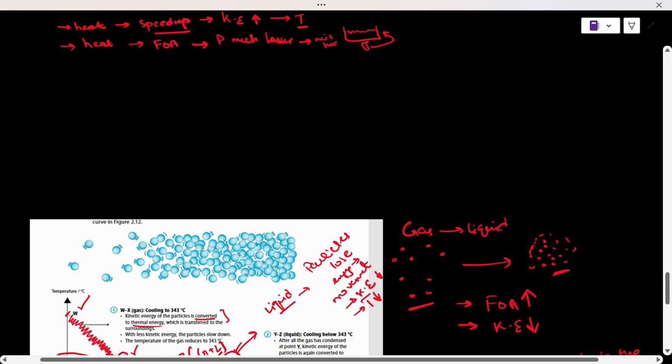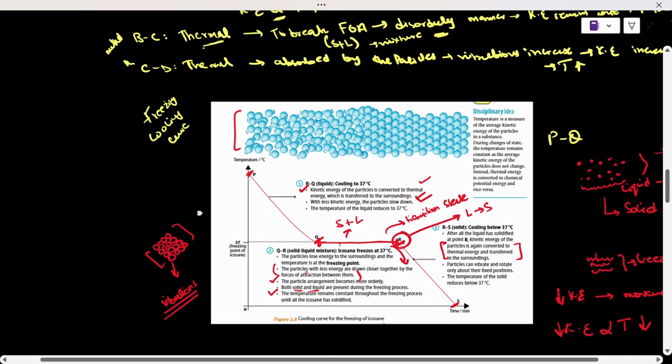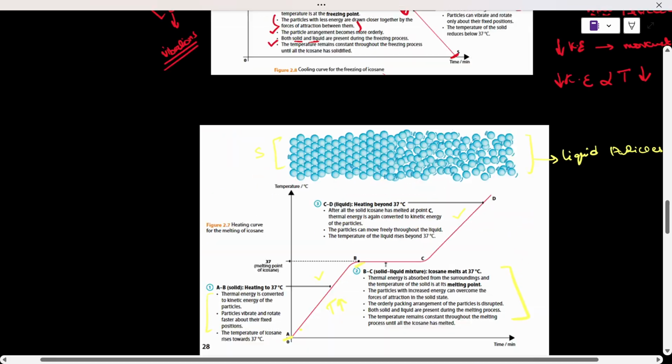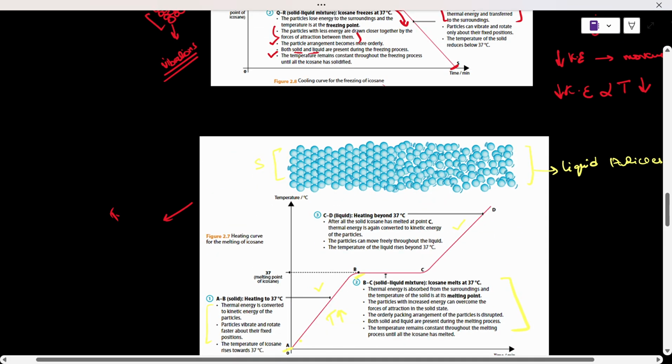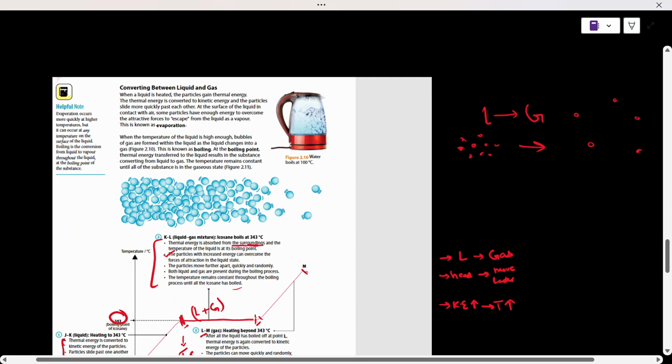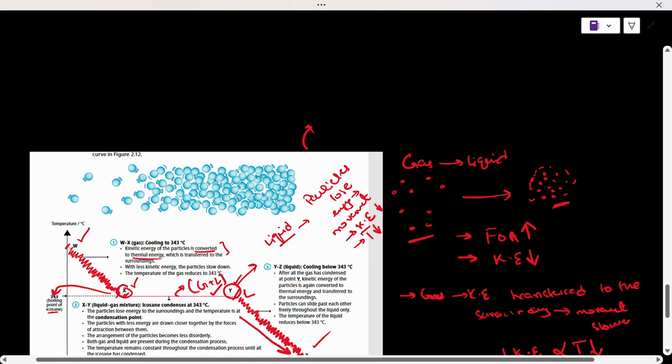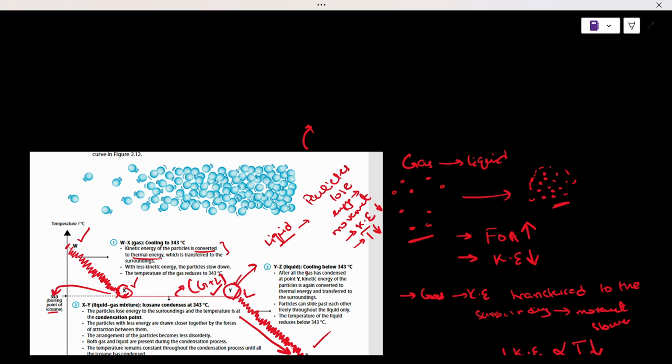In this whole process we've been studying melting, the first graph that we did, and then we studied freezing. Then we studied boiling, which is this one. And then we studied this one, going from a gas to a liquid. I think that was condensation. I forgot the name, maybe. I might be wrong here.